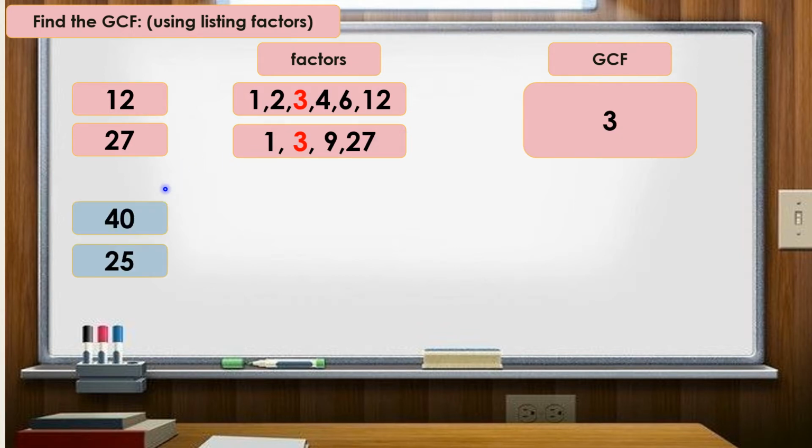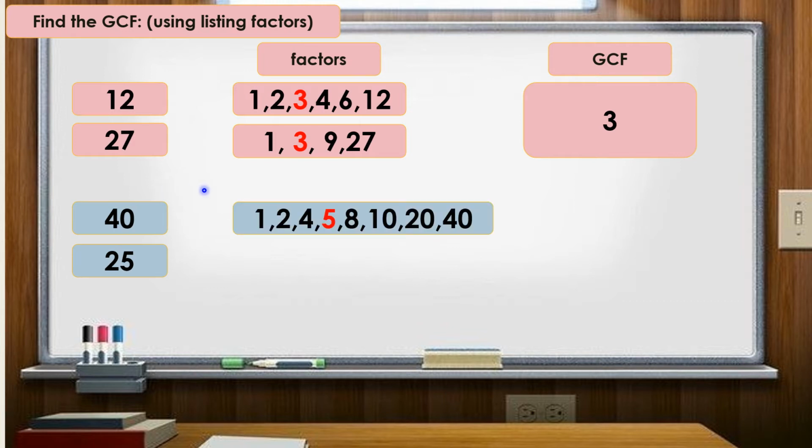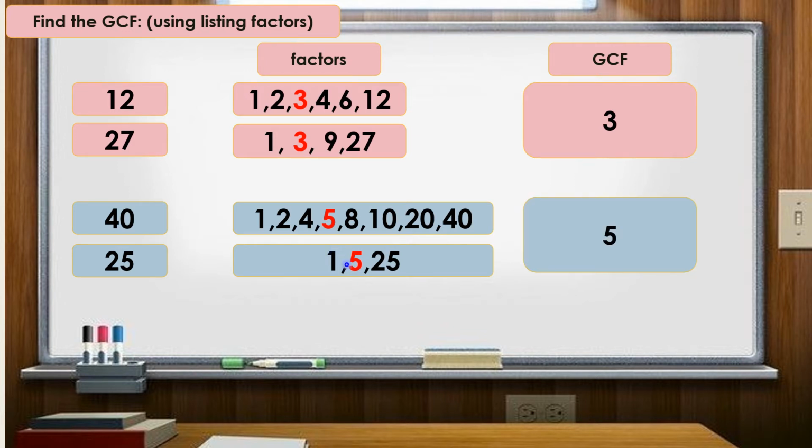Next, 40 and 25. First, we need to get the factors: 1, 2, 4, 5, 8, 10, 20, 40. And for 25, 1, 5, 25. So the same number is 5. Therefore, the GCF of 40 and 25 is 5.